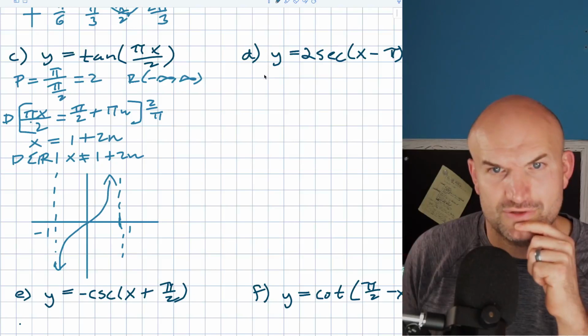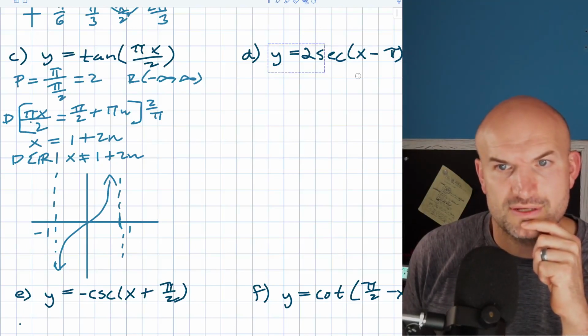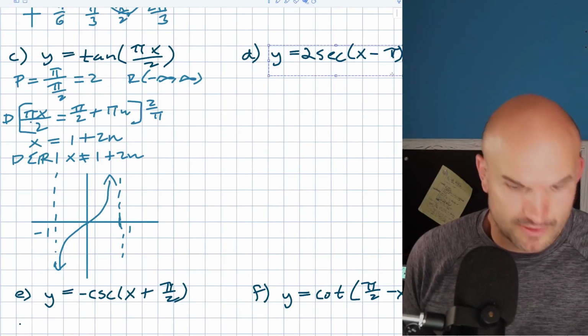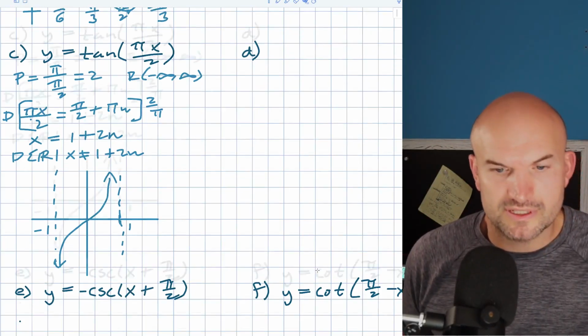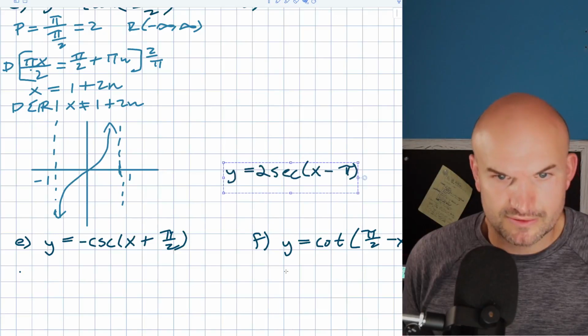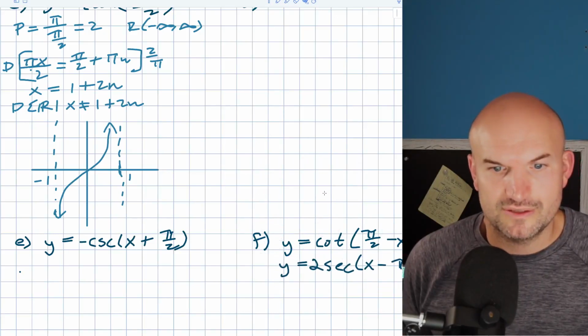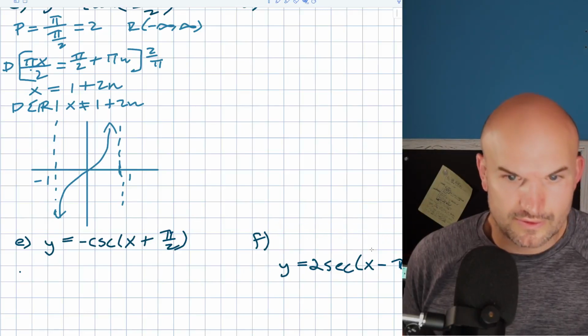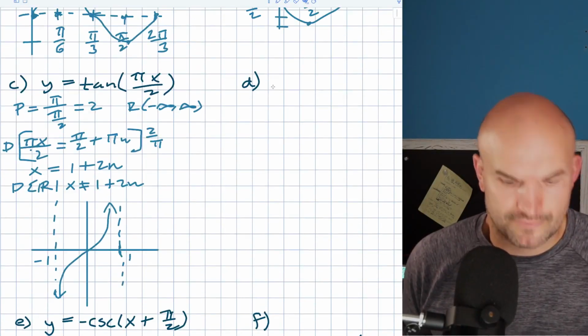I don't know why I did a cotangent. Let's swap these. Because now I figure you might as well do these two next to each other because they're much more similar.